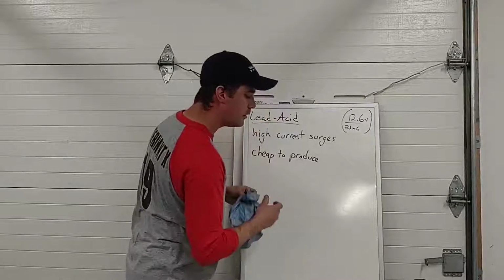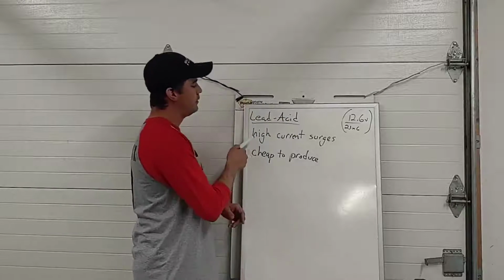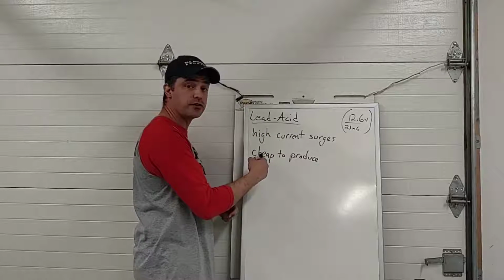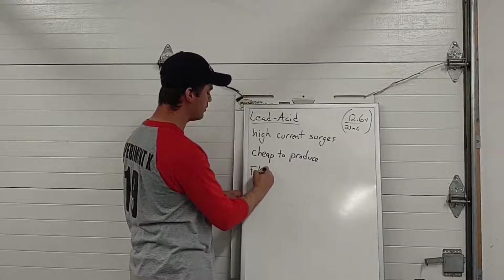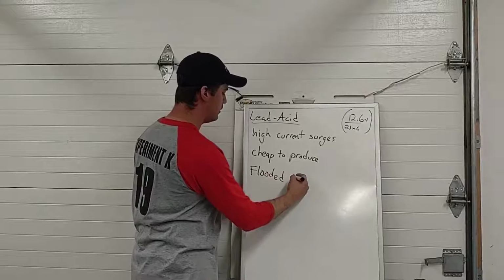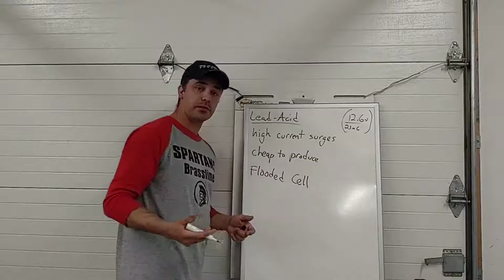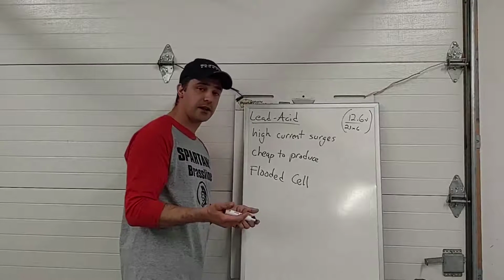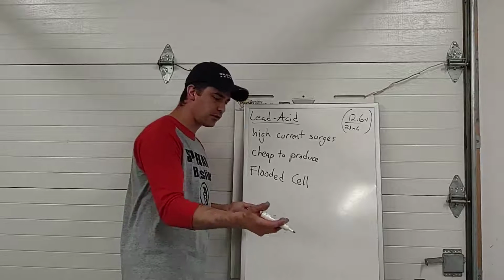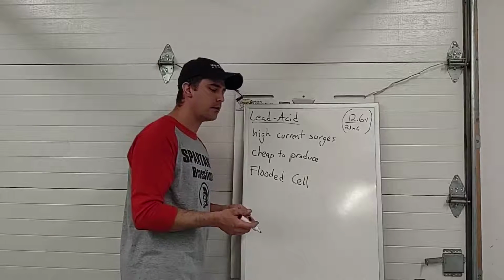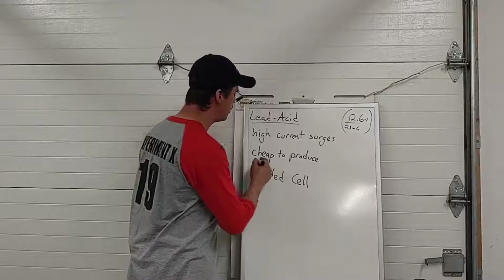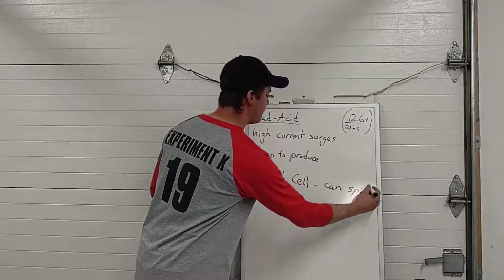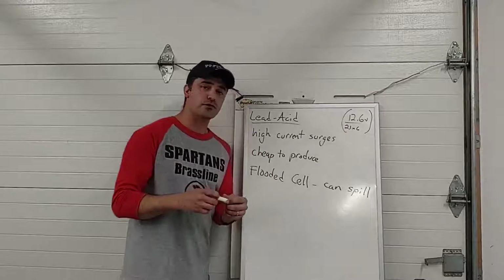Okay. So the typical lead acid battery that gives us these high current surges and is cheap to produce is what they call a flooded cell. Basically there's plates inside each of the cells, and they're suspended in some sulfuric acid and water solution. You can actually hear it splash around inside there. And again, they're not spill proof, so they can spill. And that is sort of a drawback to them.